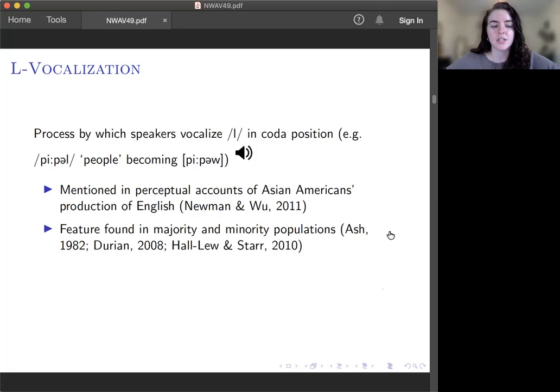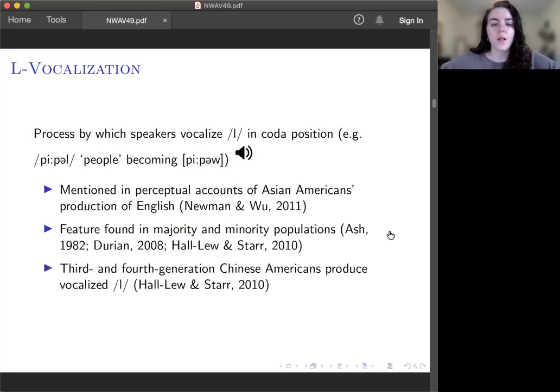So Ash 1982 investigated white speakers in Philadelphia. Durian 2008 conducted a study on Black speakers in the Columbus, Ohio area. And Halu and Starr most recently investigated this feature with Chinese Americans in the San Francisco Bay Area. And for Halu and Starr, 3rd and 4th generation Chinese Americans were found to produce vocalized L, even though they were English monolinguals, suggesting that this is not purely a result of the lack of coda L in Chinese.